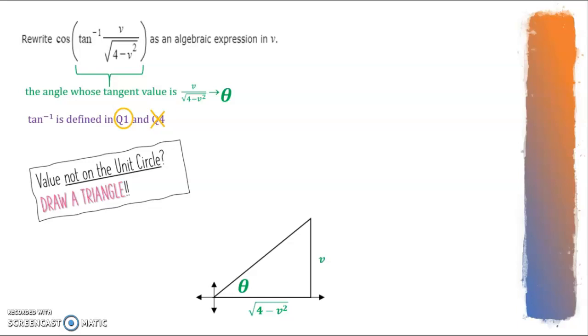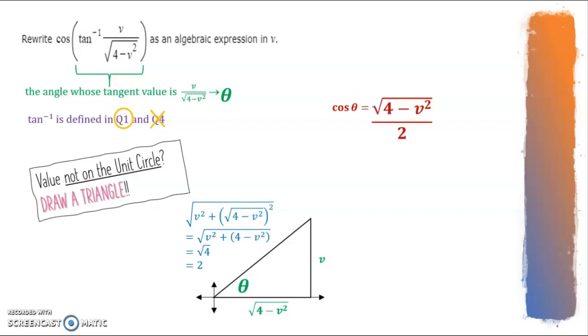Now I'll use the Pythagorean theorem to find the hypotenuse. So this is what I meant when I said that things might get a little messy in here. But don't let it freak you out. Just take it slow. And we end up with the hypotenuse is 2. So the cosine of theta then is there, adjacent over hypotenuse.